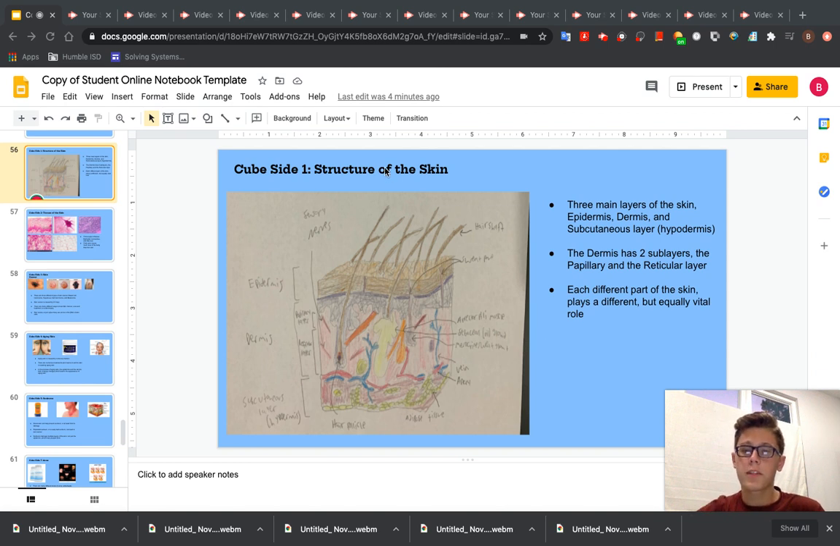For my first cube slide, I have to do structure of the skin. So the skin has three main layers: the epidermis, dermis, and the subcutaneous layer, also known as the hypodermis. The epidermis is the top layer of the skin, as you can see right here. It creates a waterproof barrier, and also helps protect the skin against bacteria, harmful chemicals, and UVA lights.